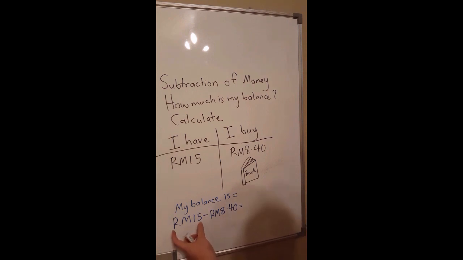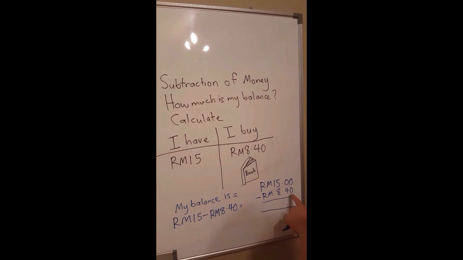So let's write down 15 ringgit, minus RM 8 ringgit and 40 cent. Now, we can start by subtracting the value in cent first.